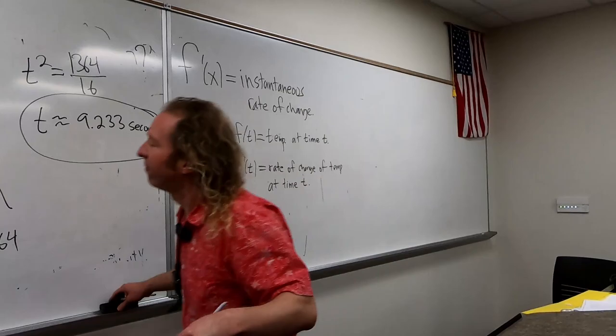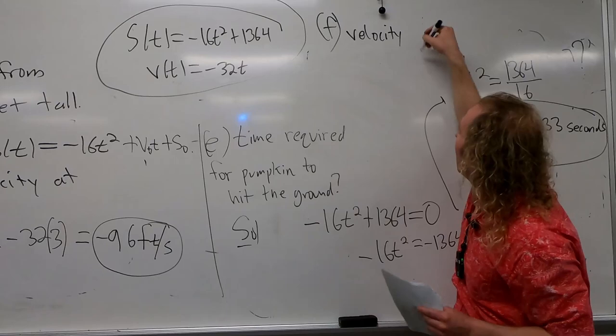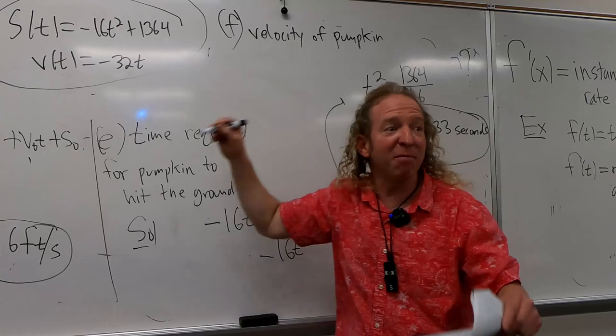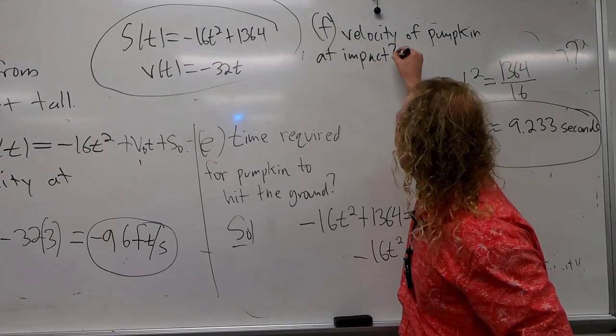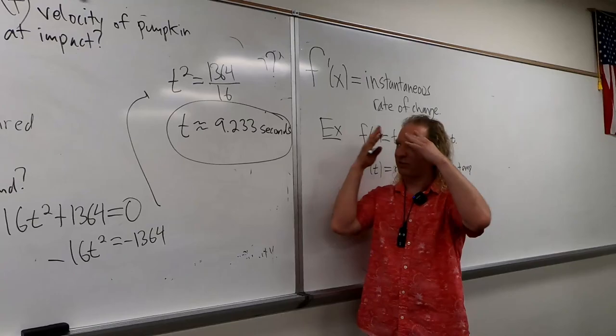F. Find the velocity of the pumpkin at impact. So what is the velocity when the pumpkin hits the ground? It's called the impact velocity. It can also say, find the velocity at which the pumpkin strikes the ground. Sounds really intense, like strikes.